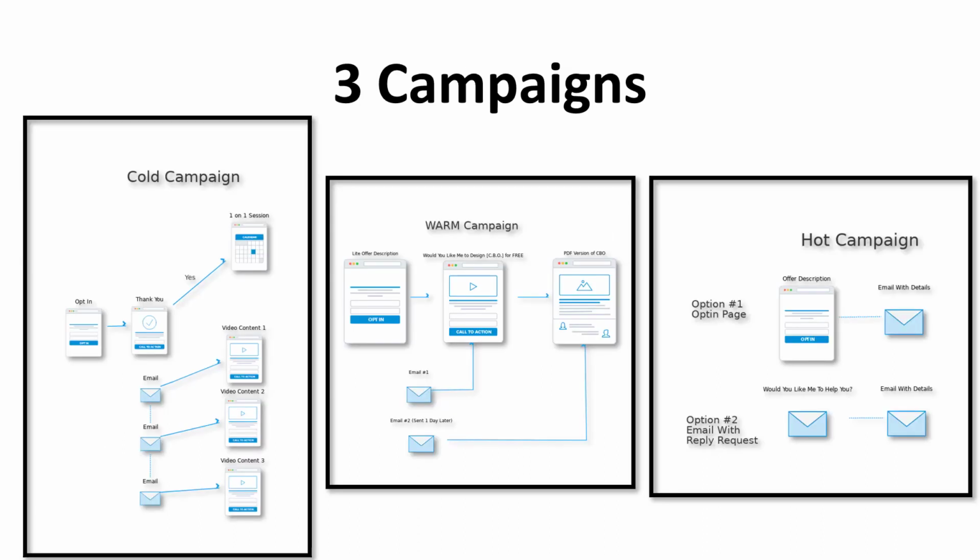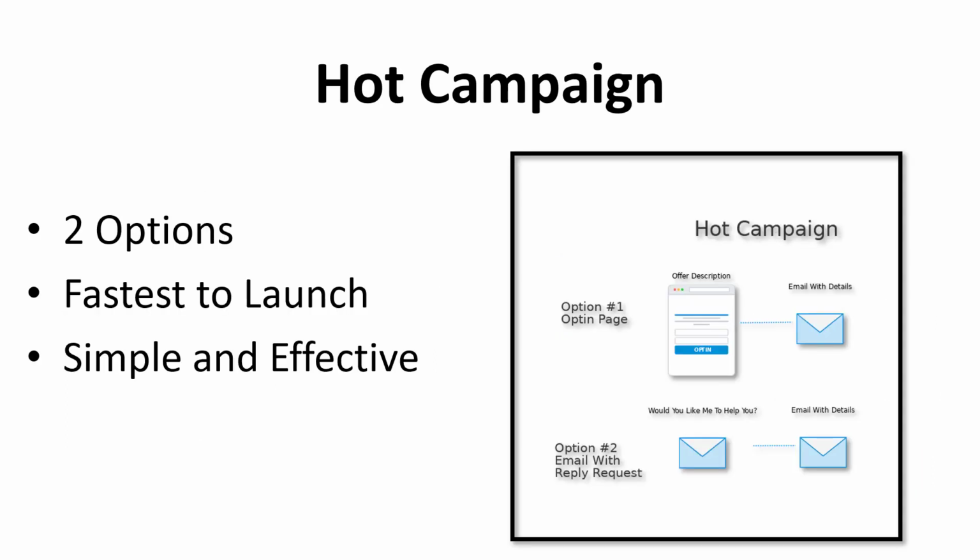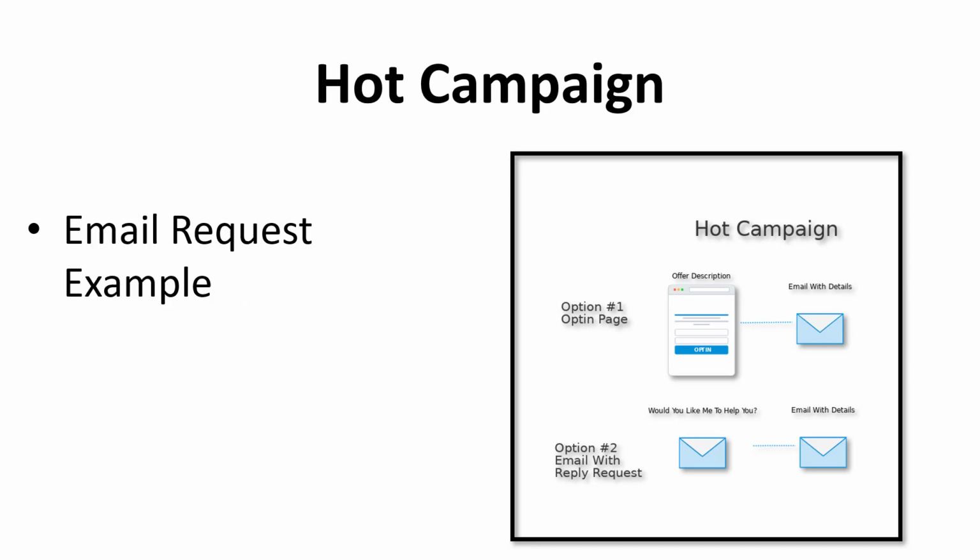Now, the three campaigns that I'm talking about are the cold, warm, and hot campaigns. I don't want to overwhelm you with a whole bunch of stuff here, so we'll just go through one of the campaigns, and we'll go through the hot campaign because it gives you two options, and it's the fastest to launch, and it's very simple and effective. So we're going to look at option number 2 first, and you'll see why as we jump in.